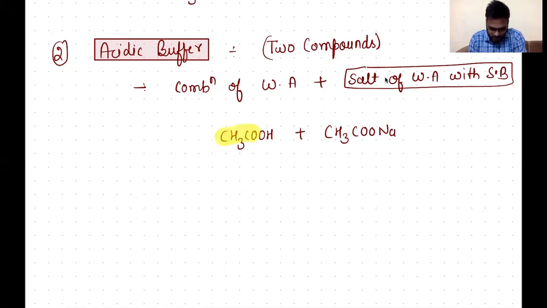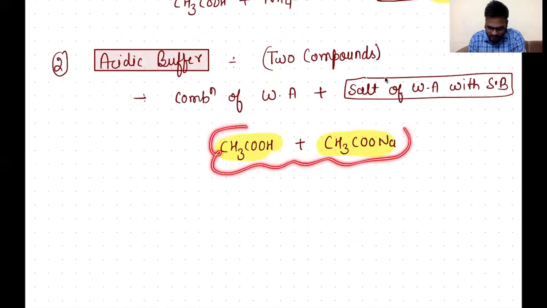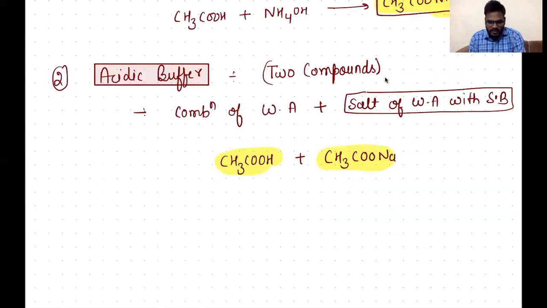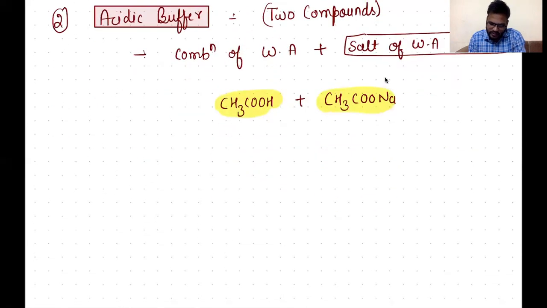Okay. So in this buffer, there are two compounds. One is CH3COOH, other is CH3COONa. This is the resulting buffer solution. It is prepared buffer. Here we have prepared the buffer.